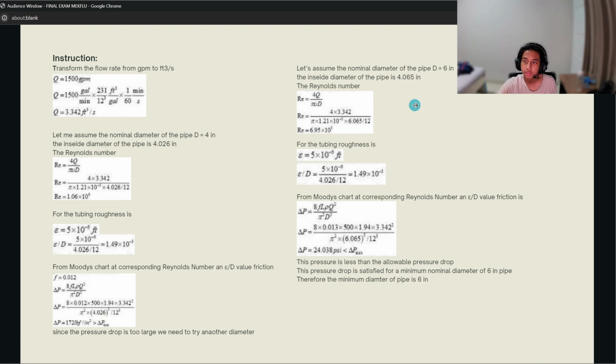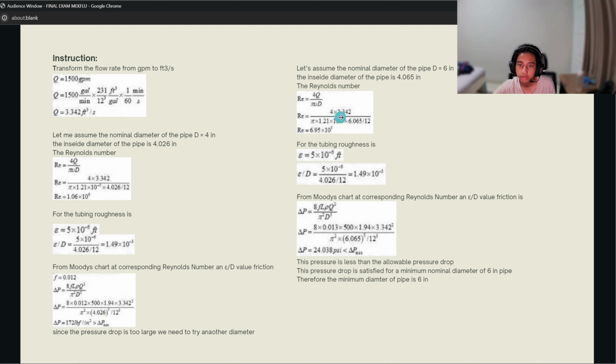So next we want to assume the diameter to be bigger, so the pressure drop will be reduced. So I want to assume it to be 6 in, which has an inside diameter of 6.065.